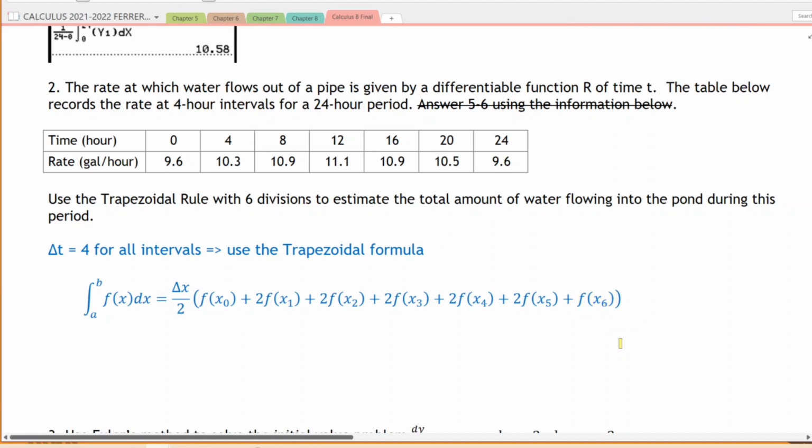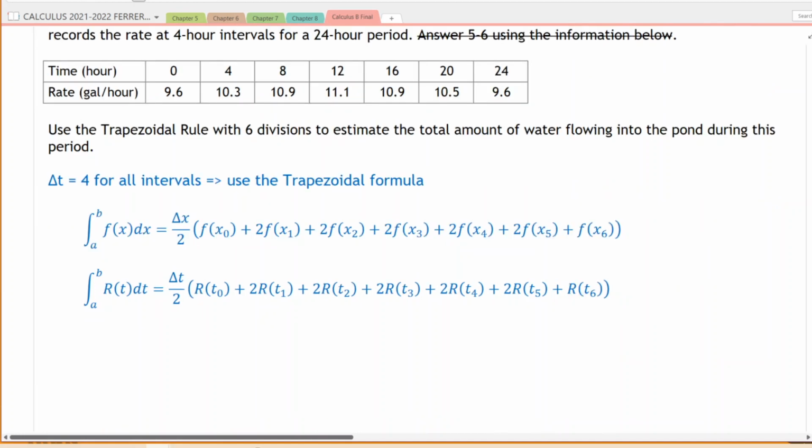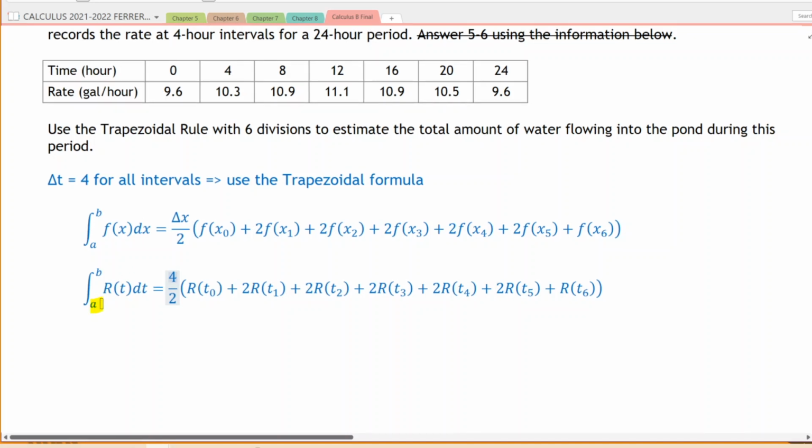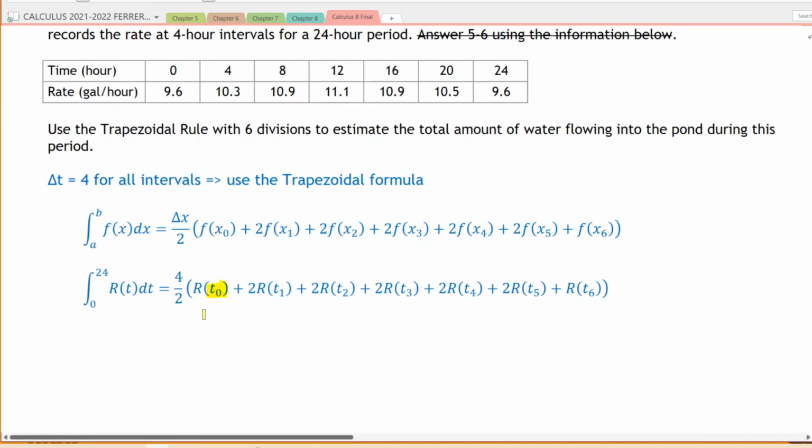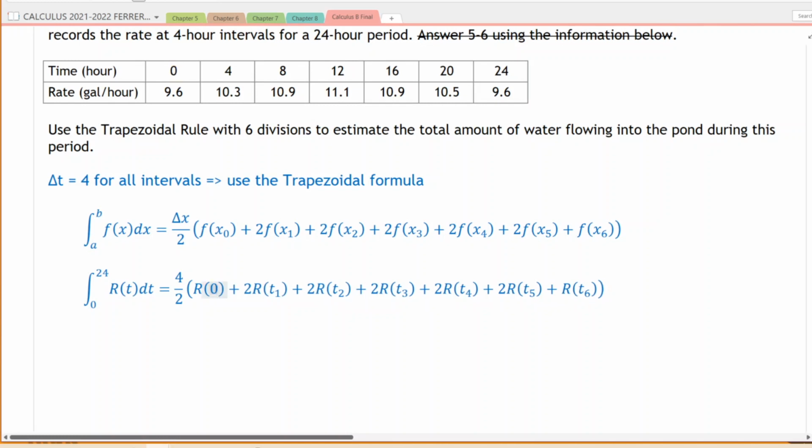Okay, we're doing our function of r in terms of t, so we're going to change everything to r and t. We know that delta t is equal to 4. We also know that a is equal to 0, and b is going to equal 24. And now we can start substituting t0, which is actually 0. t1 is 4. And then we'll just keep substituting all the values of t.